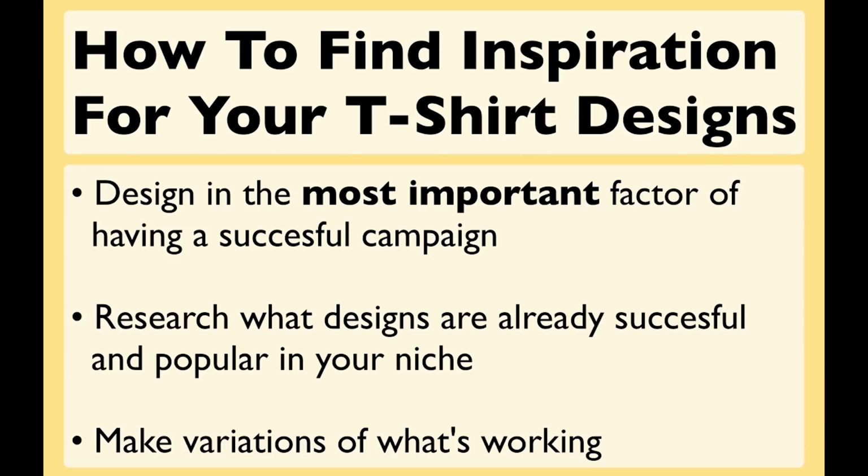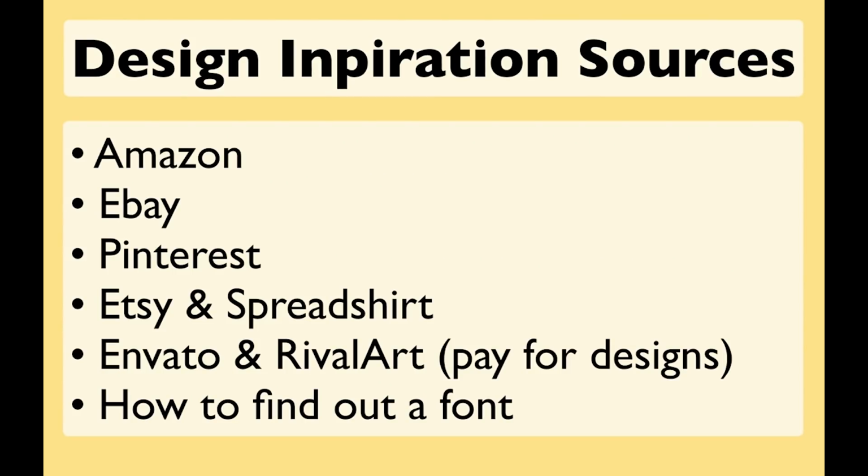I'm going to show you how to dive deep into Amazon.com and search for designs in categories that you would not have thought of looking in. I'm going to do the same with eBay, and then I'm going to show you how to find some designs on Pinterest. And then there's sites like Etsy and Spreadshirt, which are smaller online stores, as well as marketplaces like Envato and Rival Art, where you can save time and buy pre-made designs. And as a bonus, I'm going to show you how to figure out what specific font is being used by any popular shirt that you come across online. So let's get to it.